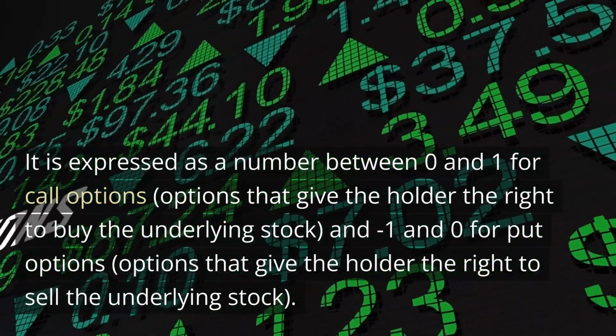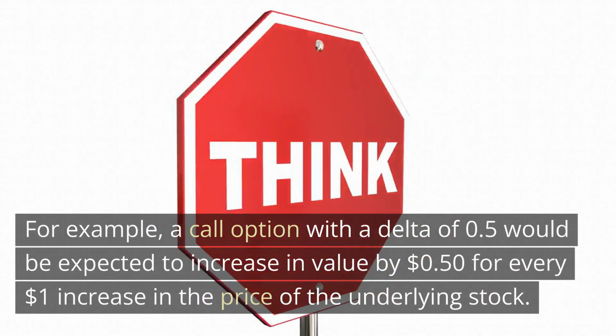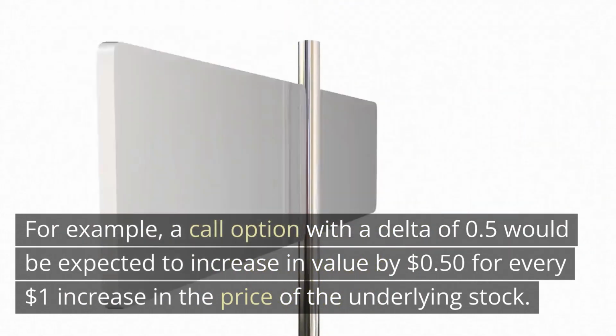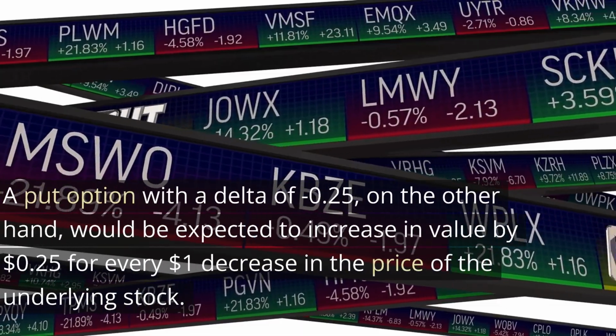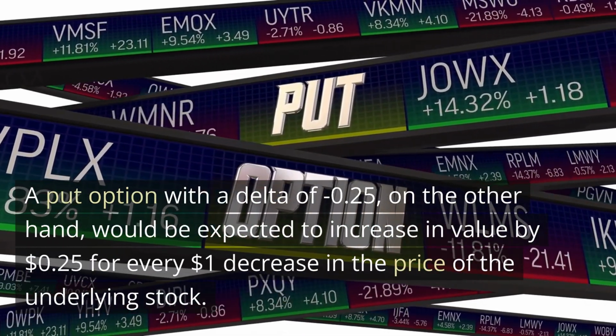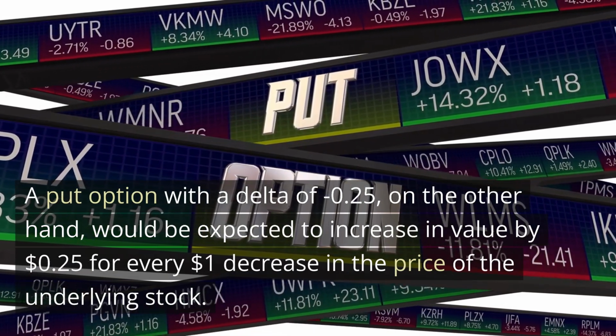sell the underlying stock. For example, a call option with a delta of 0.5 would be expected to increase in value by 50 cents for every $1 increase in the price of the underlying stock. A put option with a delta of -0.25, on the other hand, would be expected to increase in value by 25 cents for every $1 decrease in the price of the underlying stock.